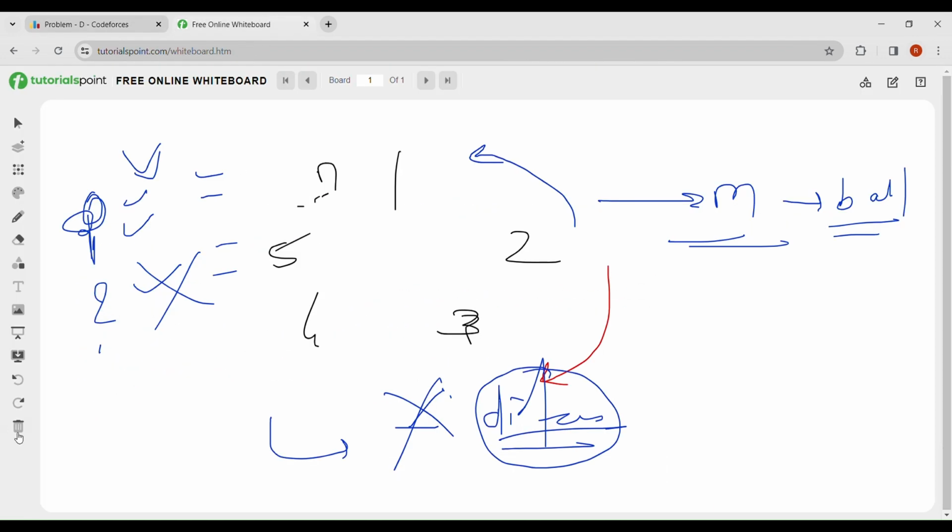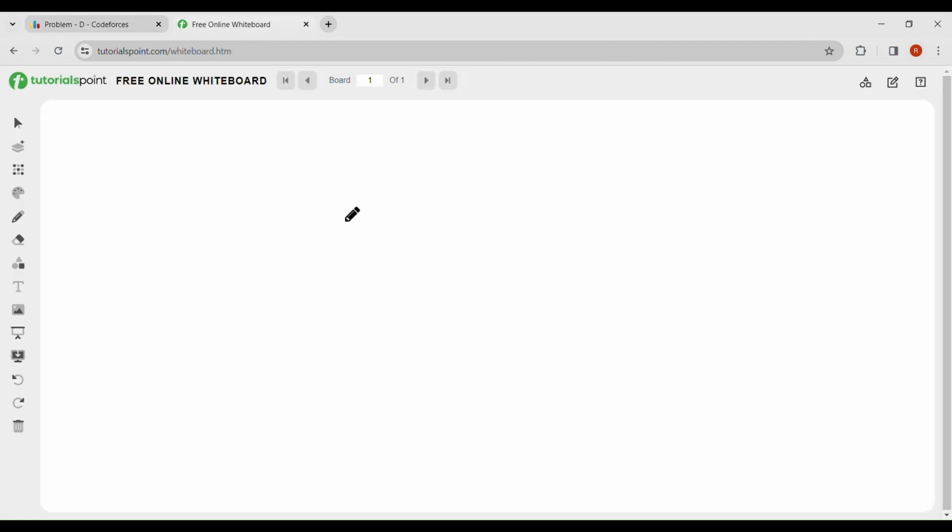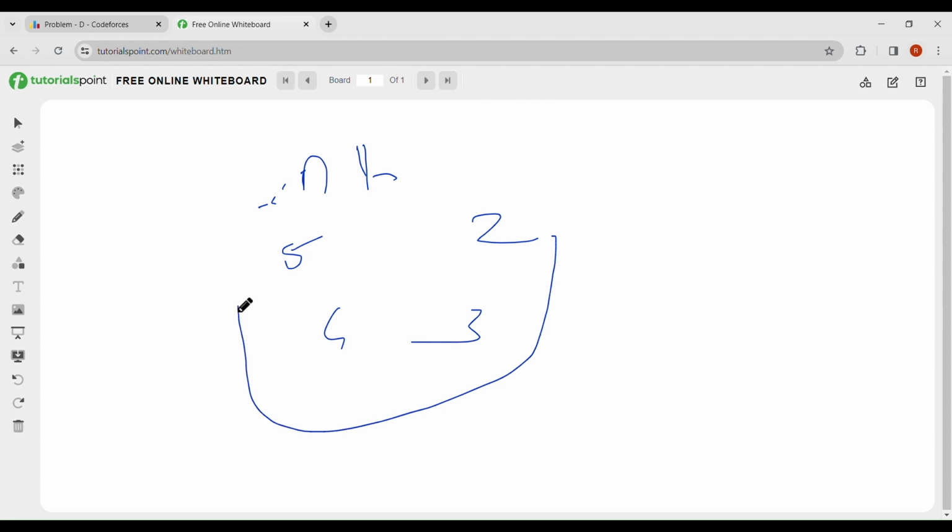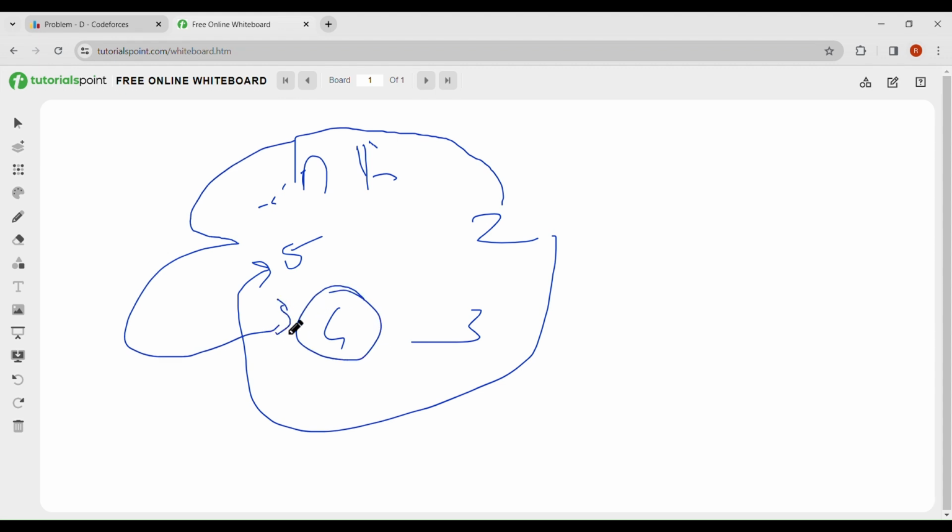So let's think. Suppose this condition is given at the end. If you start from 2 and you are given 3, you will come to this one. If you are given 3, then what will you do? You will go this way, 1 2 3, and you will come to this position. So if all the direction and distance are given, the person will be only 1.